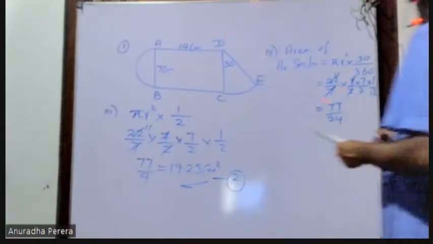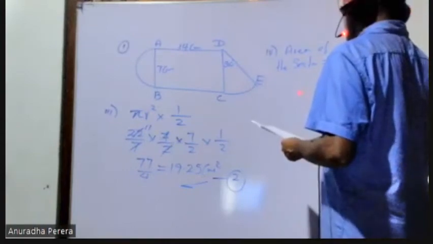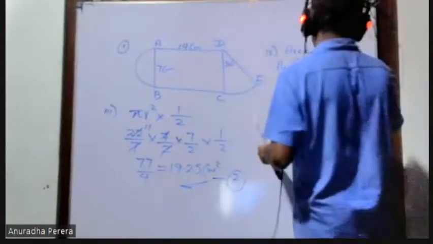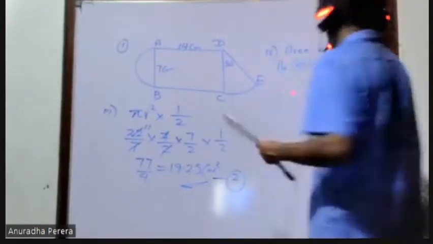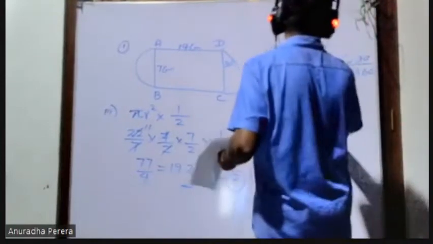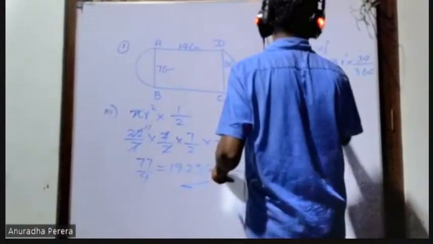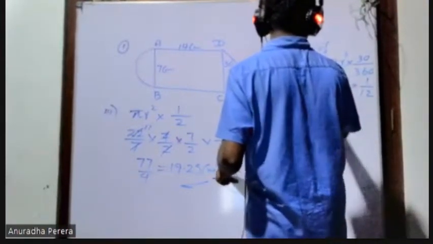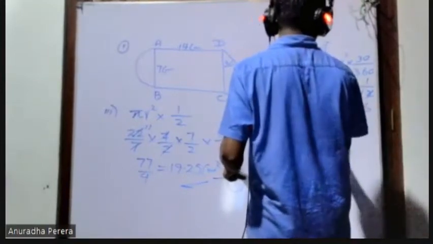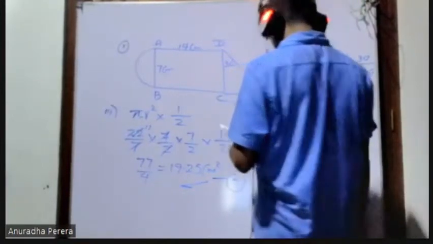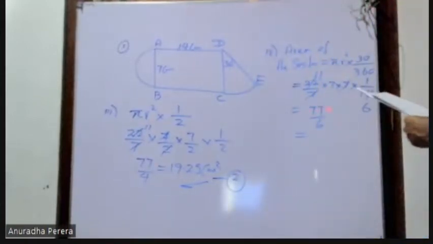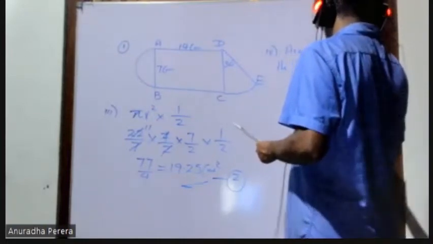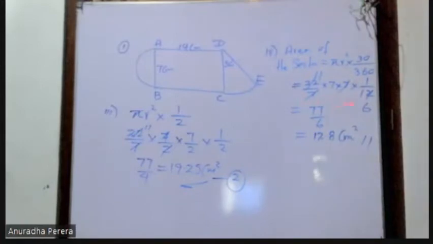Sir, the radius of the sector is 7 centimeters. Yes, it's a mistake. The radius is not 3.5, it's 7. Simplify it. 22 over 7, 7 into 7, 1 over 12. 11, 6. 77 over 6. That is 12.8 square centimeters, to the first decimal place.